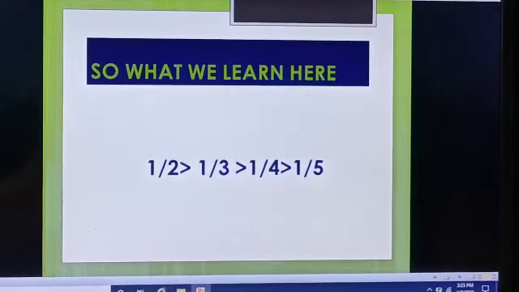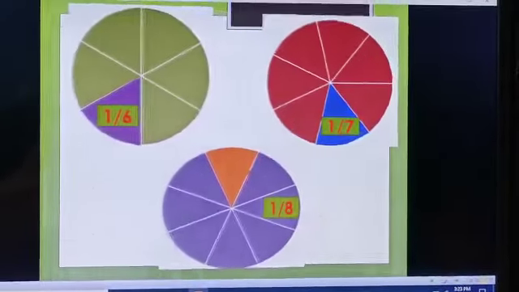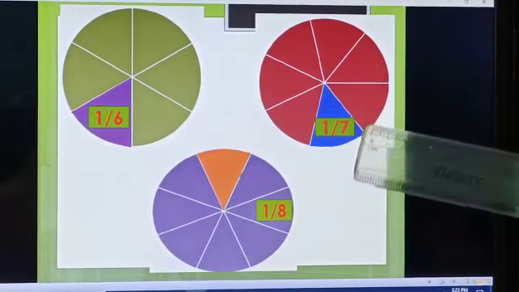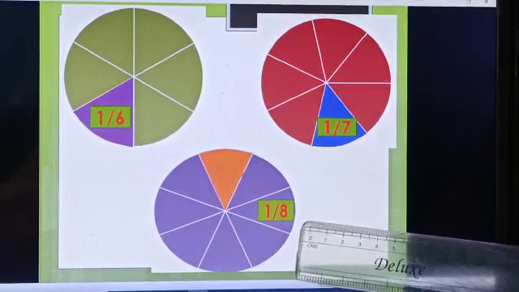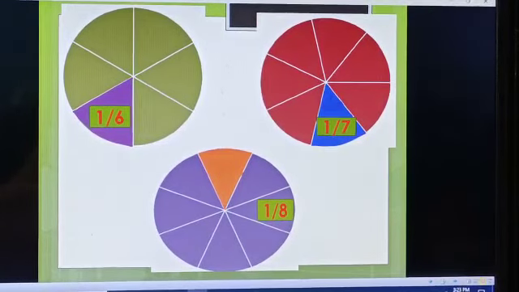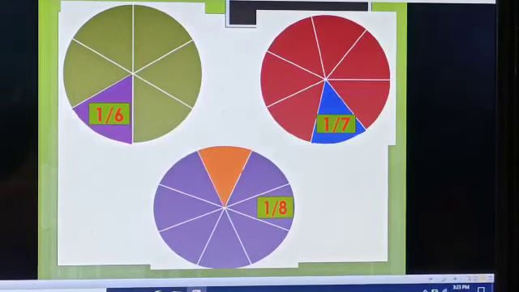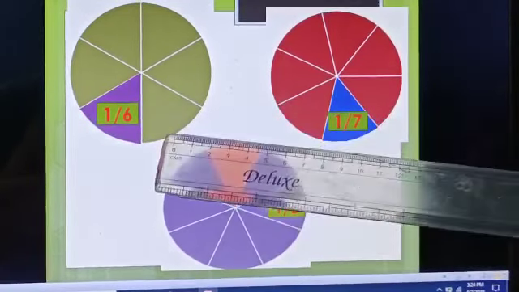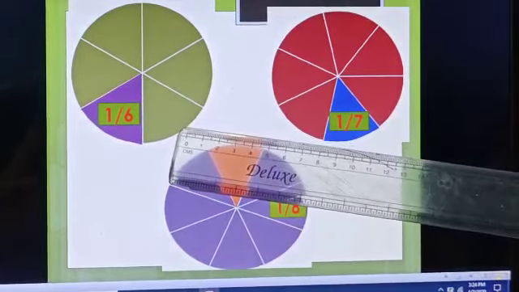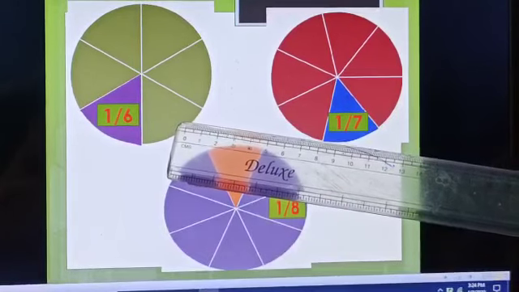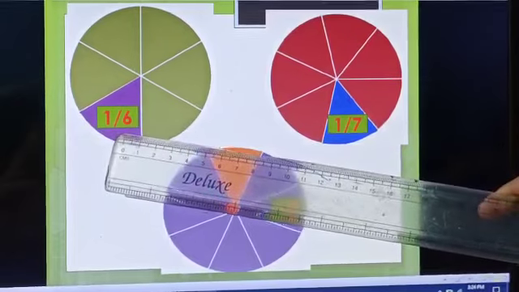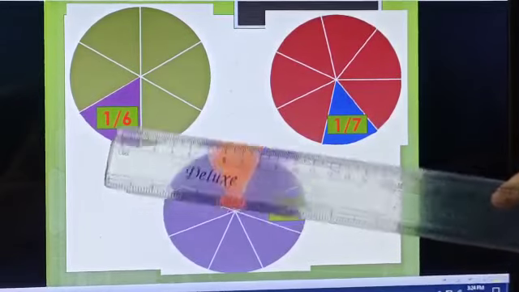Now moving on to some more examples. We can see here three circles on the screen. Students, what do they remind us of? Yeah, they remind us of our favorite thing, pizza. Students, this circle reminds us of the pizza with 6 slices. One slice marked as 1 by 6.